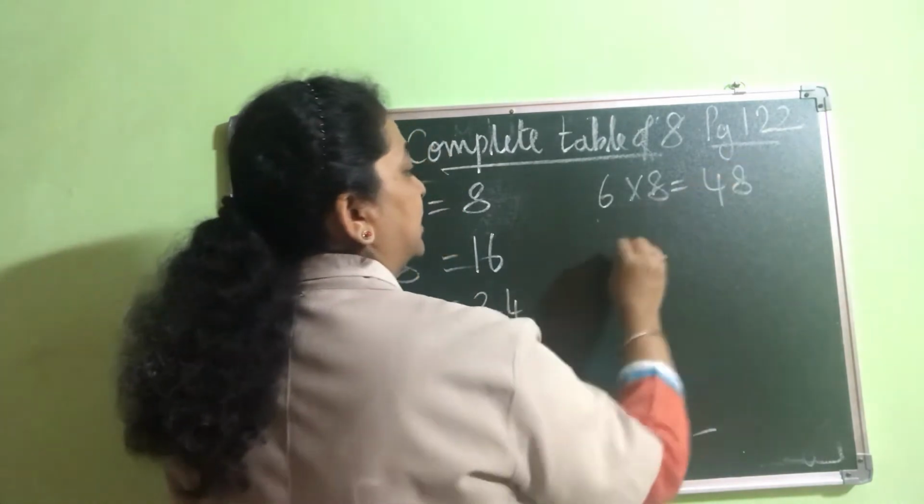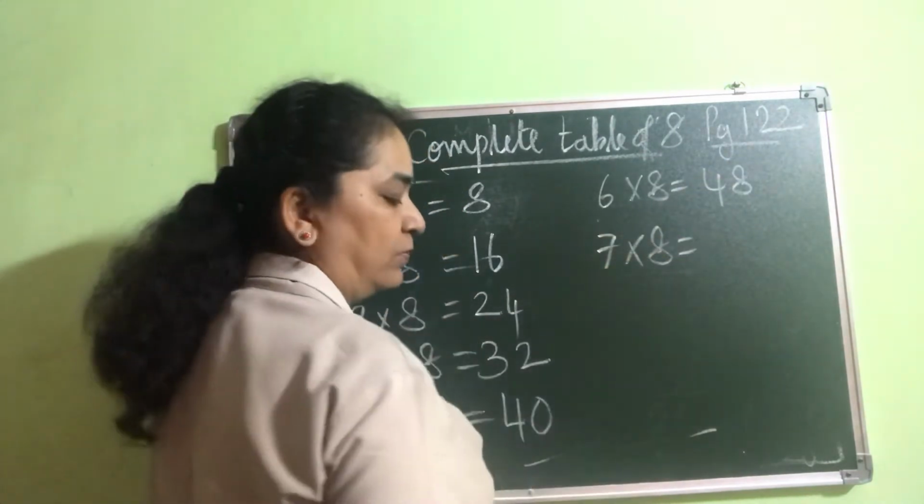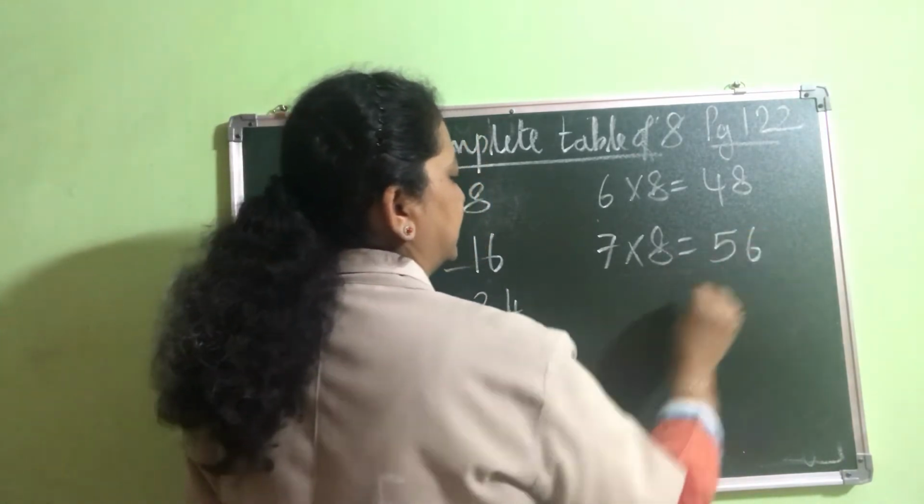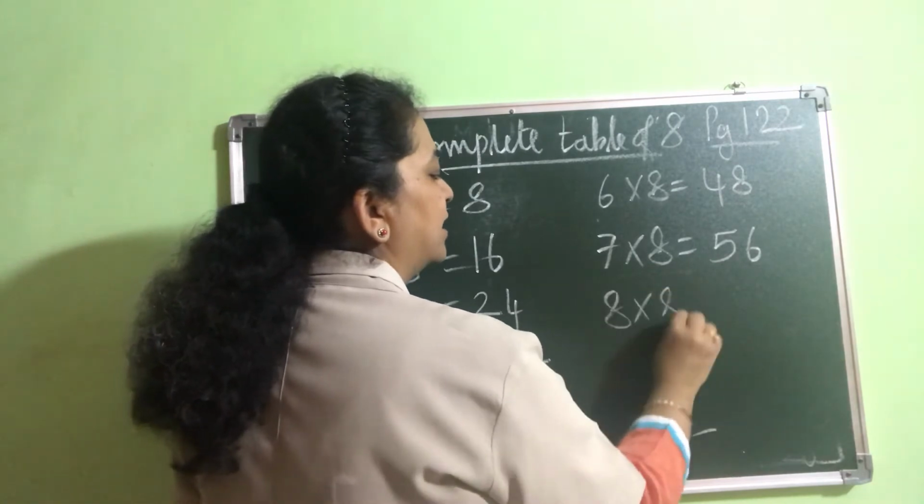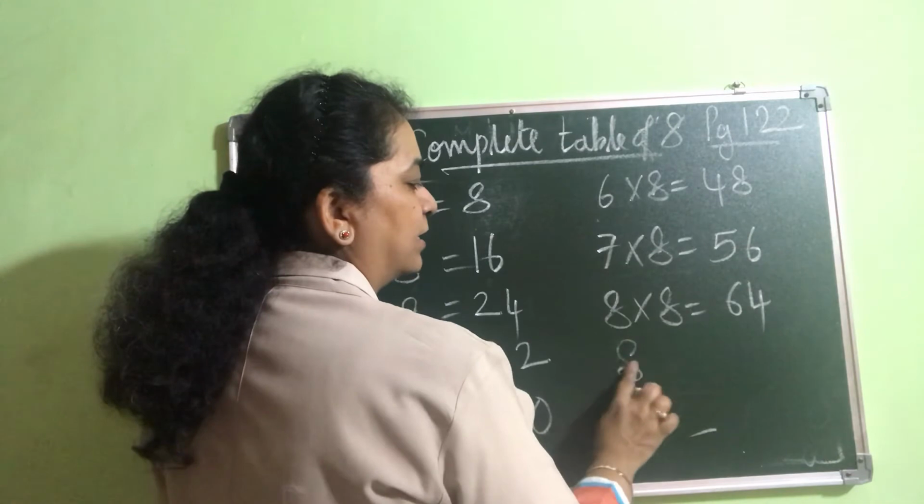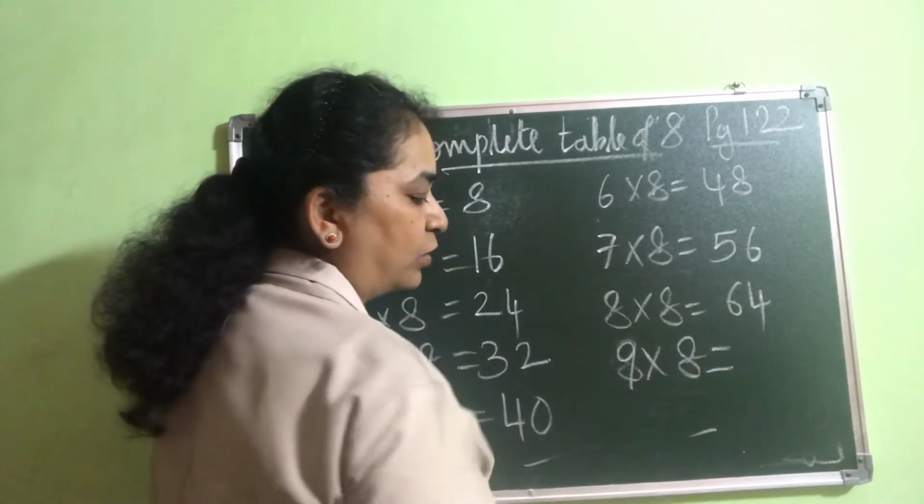48. 7 into 8 or 8 into 7. What is the answer? 56. 8 eights are 64. Then 9 into 8 or 8 into 9. What is the answer?